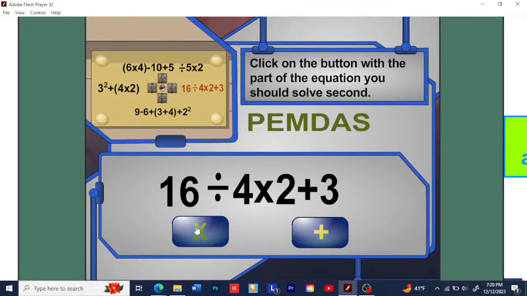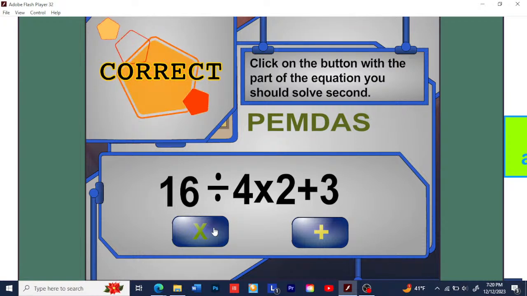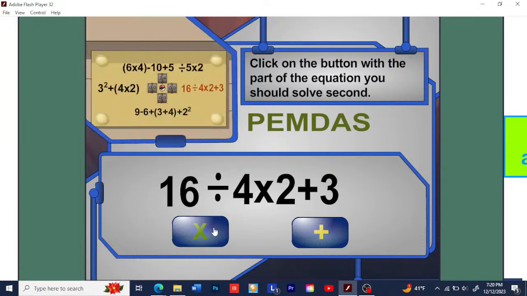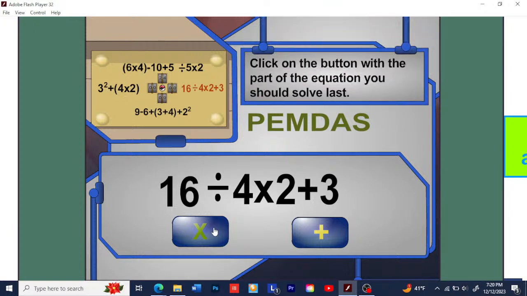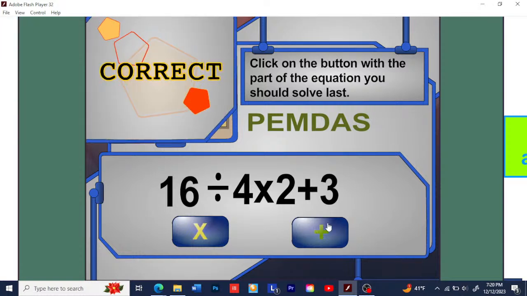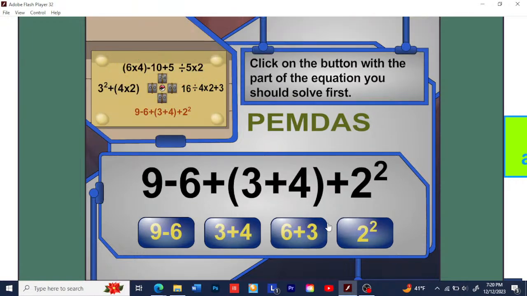Now highlight and click on the part of the problem to solve next. Yes! Multiplication, and that comes before addition and subtraction. We're getting there. Highlight and click on the part of the problem you should solve last. Yeah! We add 2 plus 3 last. One more problem to go. Let's try this one. Highlight and click on the part of the problem to solve first.